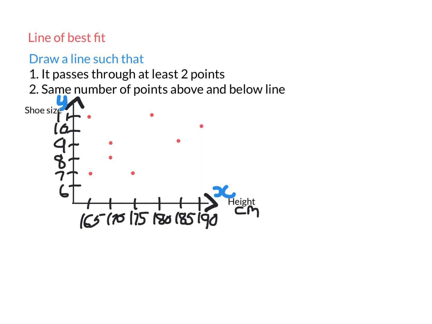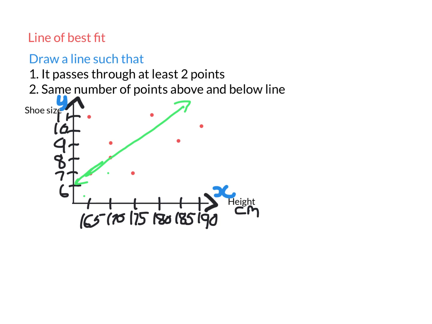So if we have a scatter plot like this, you can see here that there are 8 data points in total. So we want a line that goes through 2 of the points, so there'll be 6 remaining. We want 3 points above and 3 points below the line. So a line of best fit might look like this line here. It goes through 2 of the data points, here, and there are 3 points above and 3 points below. Now we want the line to go through at least 2 points so we can calculate its equation.